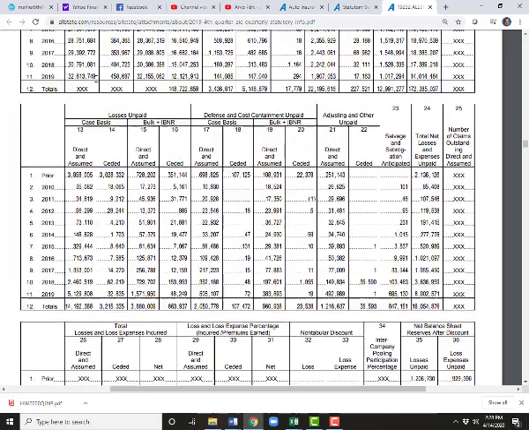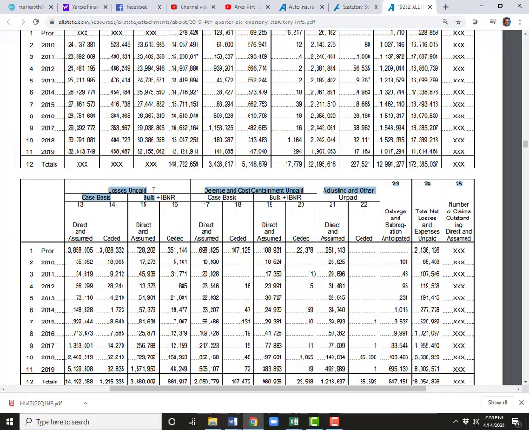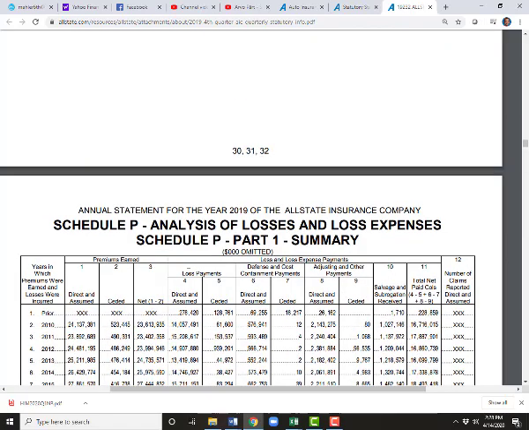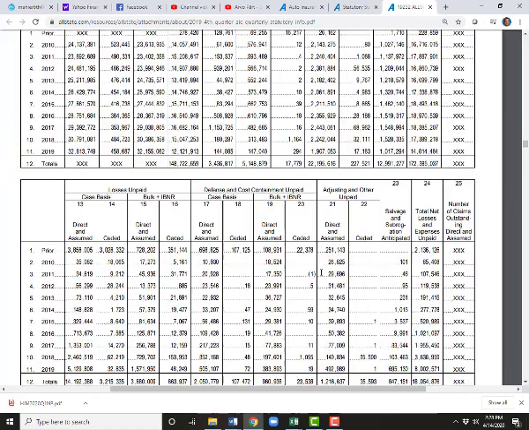Now they keep going, so they have unpaid losses. We're going to talk quite a bit about these. You have the normal ones and you have the IBNR. I'm not going to get into too much difference between case versus bulk. Then you have defense and containment unpaid, and adjusting. So it's very similar to losses, defense, and adjusting. For some reason, they're breaking out case basis versus bulk and IBNR. We talked about IBNR, incurred but not reported, earlier.